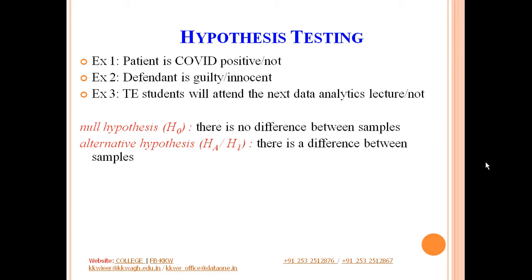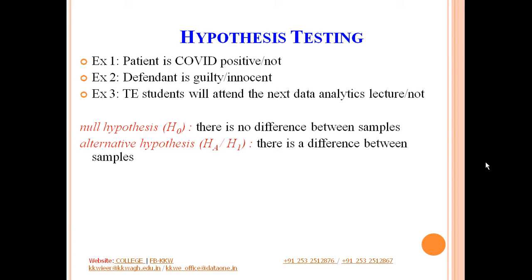So patient is COVID positive is our H0, defendant is guilty is our H0, and TE students will attend data analytics lecture is our H0. That is our null hypothesis, the default assumption that we are considering to be true. Okay. Then the other part of the statement is the opposite of it because they are mutually exclusive.